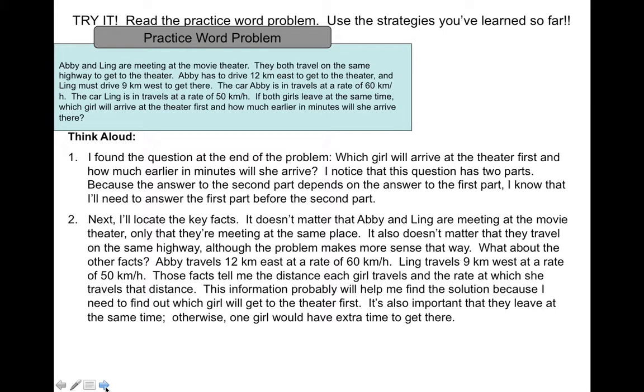Next, I'll look for the key facts. Doesn't matter that Abby and Ling are meeting at the movie theater, only that they're meeting at the same place. Also doesn't matter that they travel on the same highway, although the problem makes more sense that way. What about the other facts?